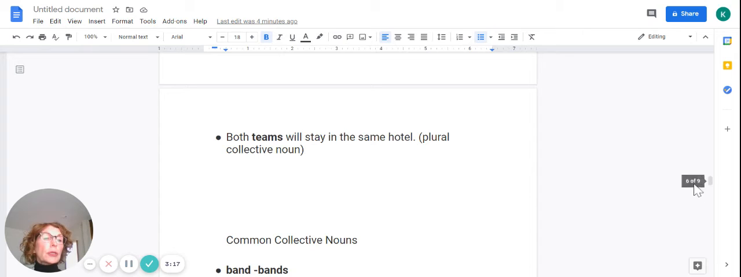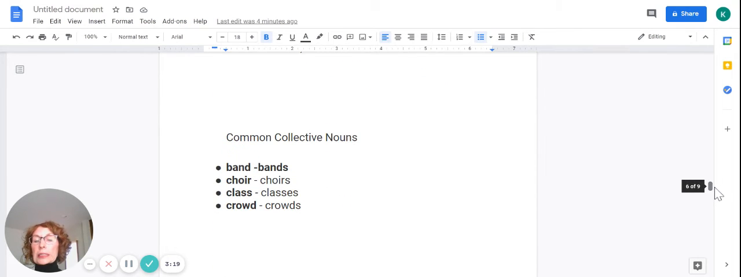Right? Here are some additional common collective nouns. We can start with the singular collective noun band, add an S, and make that a common collective plural noun, bands. And of course, choir, we could have more than one choir. Change that to choirs. Class, when we're talking about a class at school, we could have that a singular class, a single group, or we could talk about different classes at a particular school. That would be a plural collective noun.